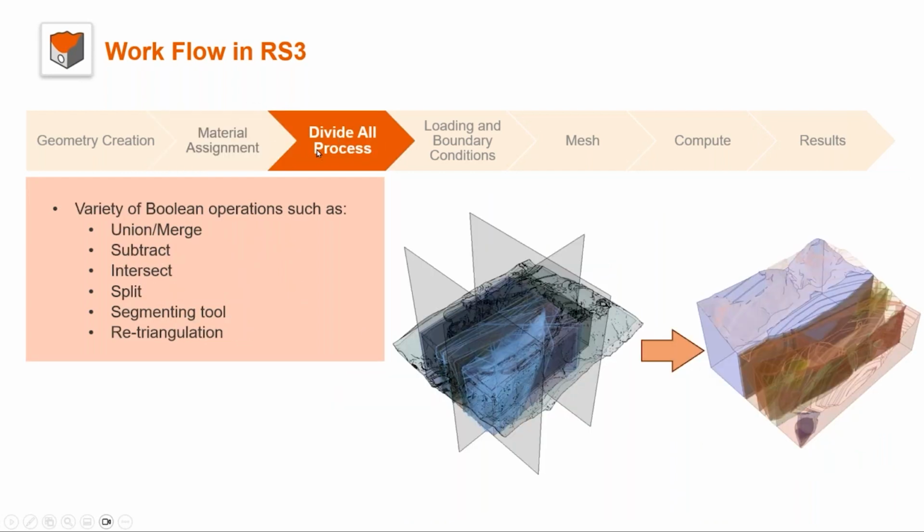Next step is Divide All, which is a 3D Boolean operation. What it does, imagine you are importing lots of volumes and different surfaces, as you can see in this image. After you do the Divide All, it finds all the intersections between them, and then you can end up with a clean, open pit, similar to the image that is shown here.